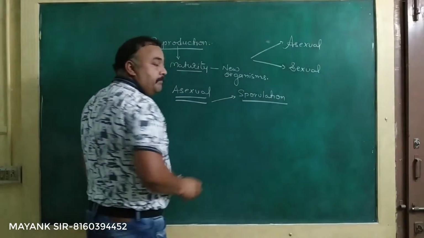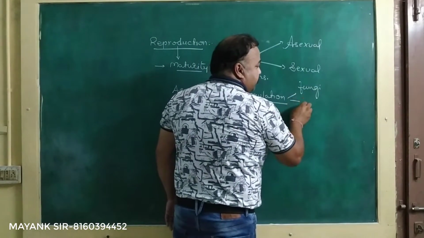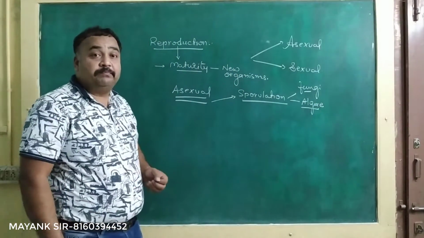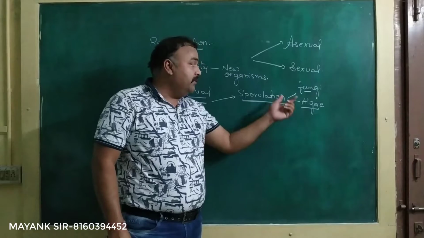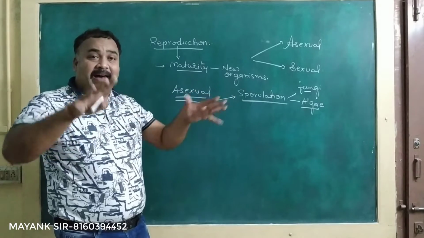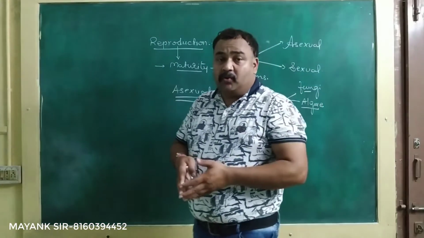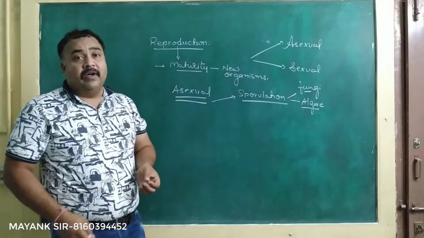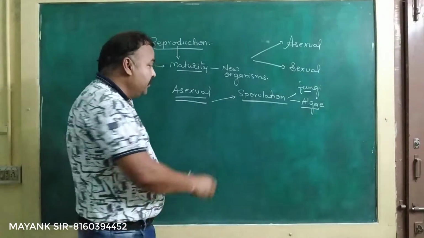That means spore formation. If you observe fungi and algae, they are responsible for the formation of sporangia, structures which produce spores. Millions of spores are produced from a single sporangium, and when the sporangium divides, the spores are liberated into the environment. When they come into a suitable temperature and suitable environment, they grow and give rise to a new organism. So this is called sporulation.